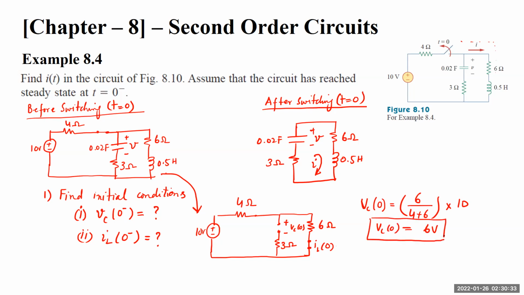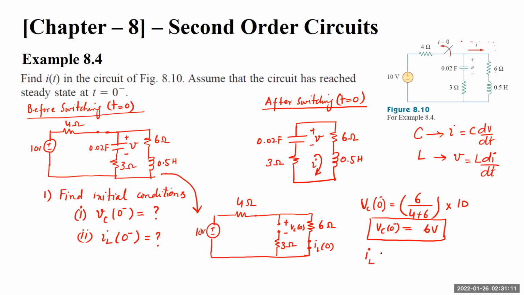You see at 0, or you can call it 0 negative. Remember, since it's a capacitor, the property of a capacitor is I = C dV/dt. The voltage doesn't change instantaneously. Similarly, for an inductor, V = L di/dt, the current doesn't change instantaneously. So if we have voltage at 0 negative, the voltage will also be the same at 0 positive, and so it will be considered as one of the initial conditions.